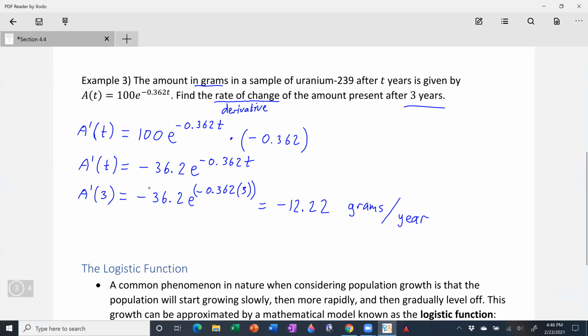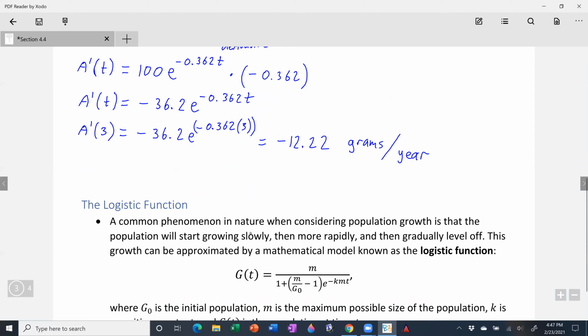So what this means is the mass is reducing at a rate of negative 12.22 grams per year after 3 years. That's the instantaneous rate of change. Okay, and it makes sense that this is a negative number here because this is like exponential decay.